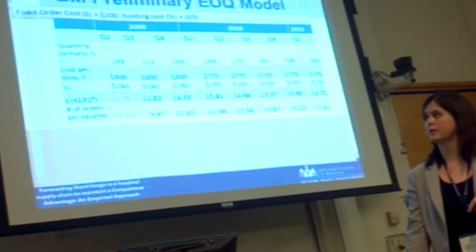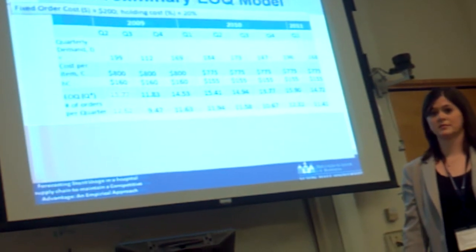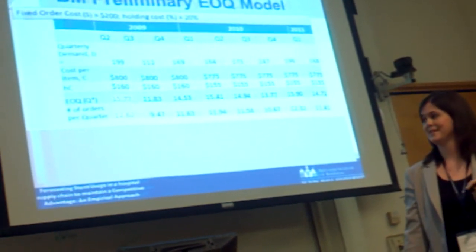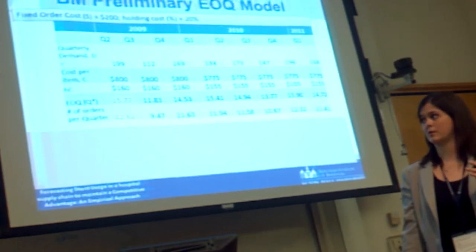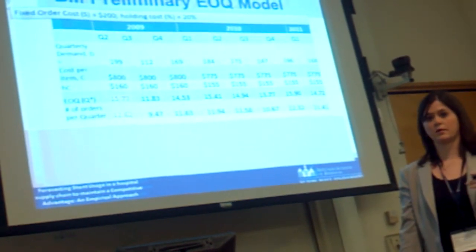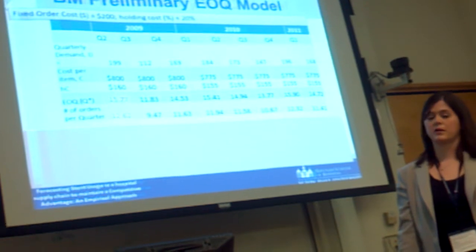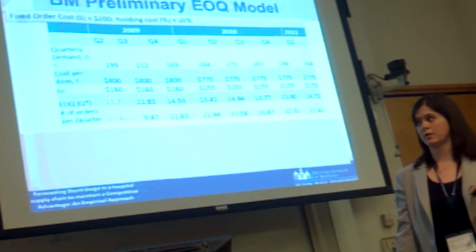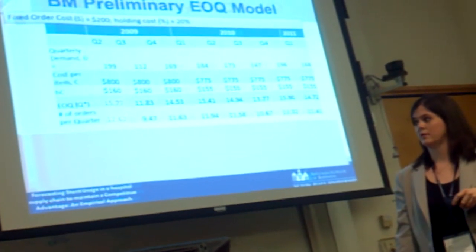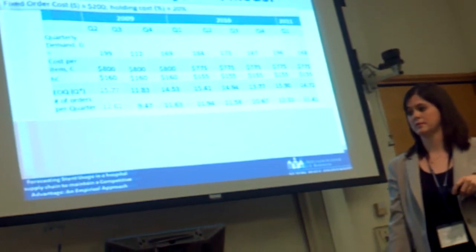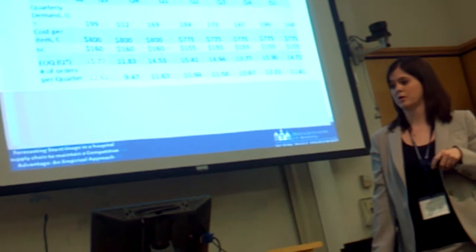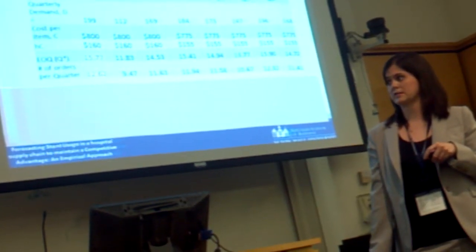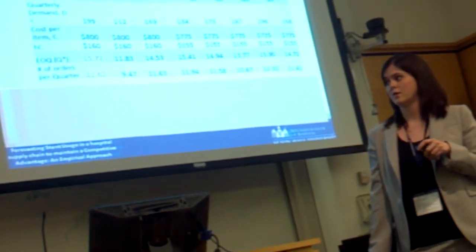So this is our preliminary EOQ model. I want to point out this is very, very basic. Like I said earlier, it's hard to get the actual information on what the fixed costs per order are. And we estimated the holding cost to be about 20% yearly, which per quarter is how we got the 160.